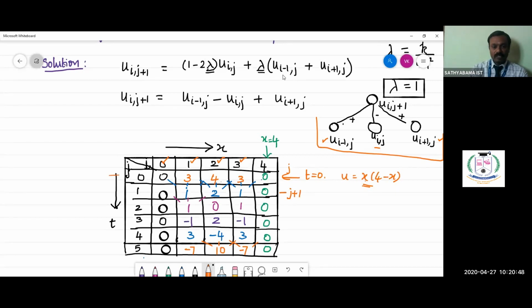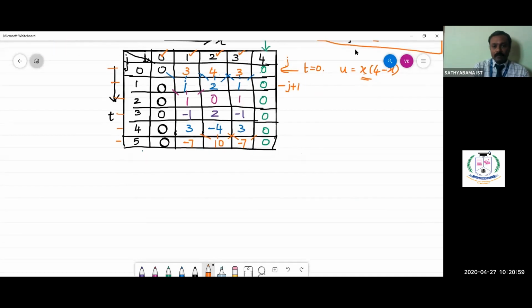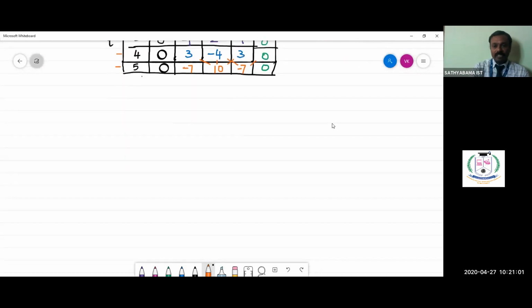T is equal to 0, 1, 2, 3, 4 and 5. And this completes the problem. Let's do one more problem in one dimension heat equation, where we can have the choice of our h and t.